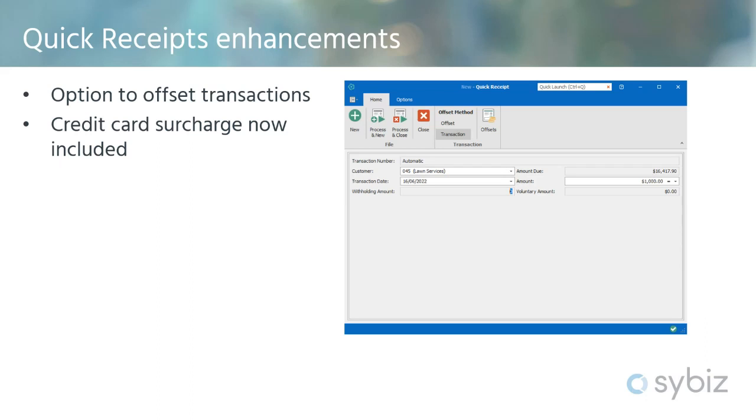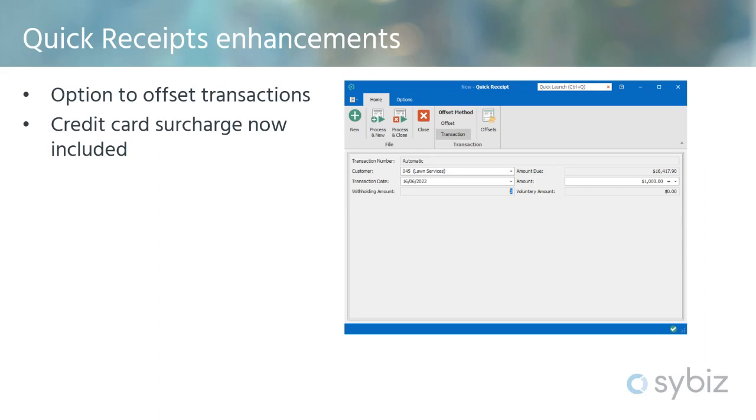The quick receipts, for those not familiar, the idea behind it is to save someone going into the cash book. They may not have rights, they're just on the front counter, and someone comes in to pay some money off their account. It gives that person the ability to take that payment, and if they've got the FPOS integration, that's part of that process as well.